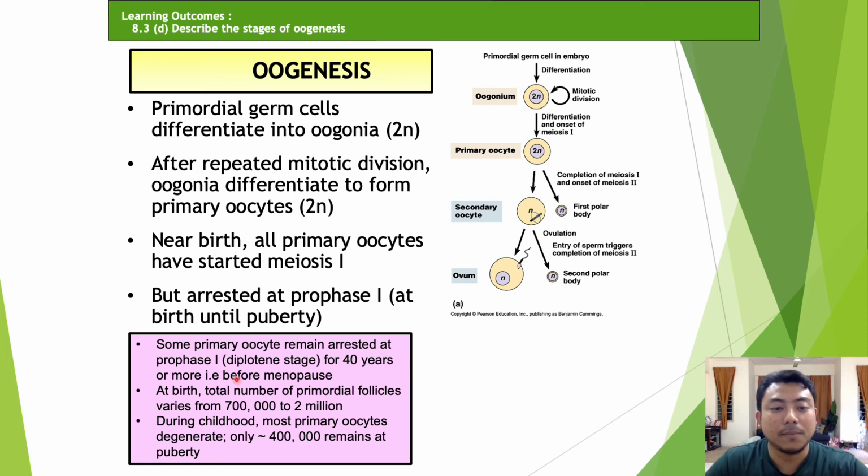Okay. So some primary, ni ada extra info dekat sini. So some primary oocyte remain arrested at prophase 1 for 40 years or more, i.e. before menopause. So dia boleh tunggu sehingga 40 tahun, guys. Okay. So at birth, total number of primordial follicle varies from 700,000 to 2 million. So during childhood, most primary oocytes degenerate. Okay. Hanya tinggal lebih kurang 400,000 remains at puberty.